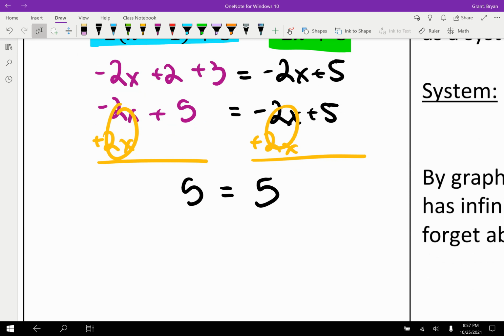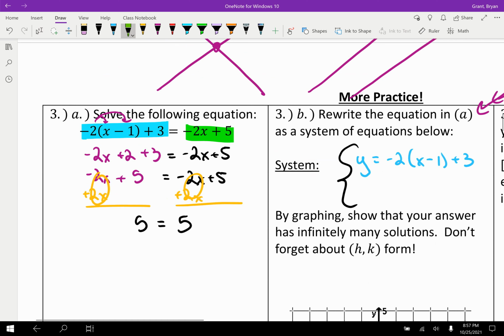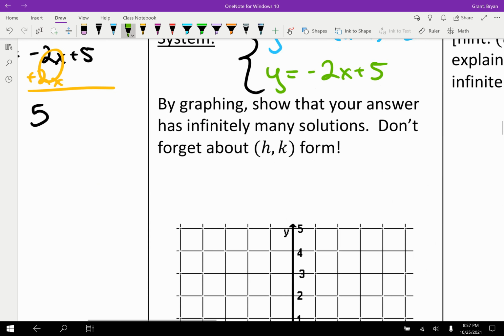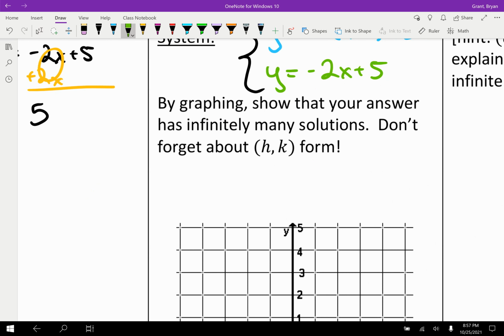The left side of my original equation was y equals negative 2 times x minus 1 plus 3. And the right side was y equals negative 2x plus 5. By graphing, show that our answer has infinitely many solutions. So I think that's probably spoilers for what's happening over here, but let's double check that.